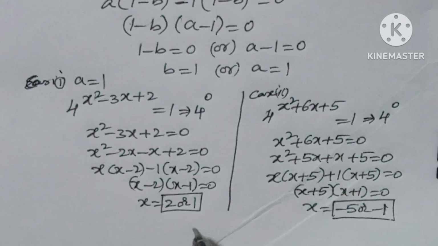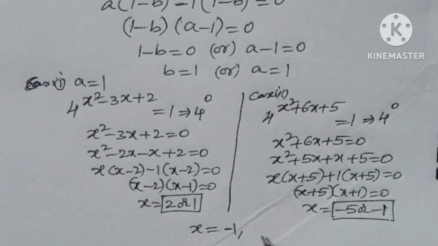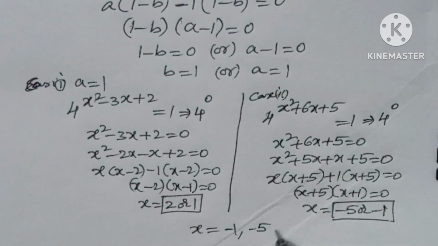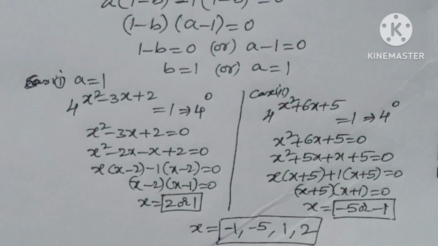Therefore, we are getting 4 values of x: x = 1, −1, −5, 2. I hope you understood the video.